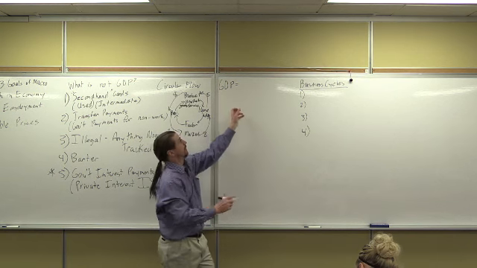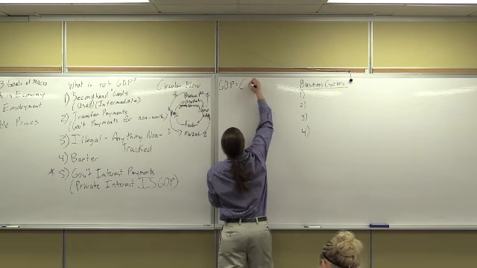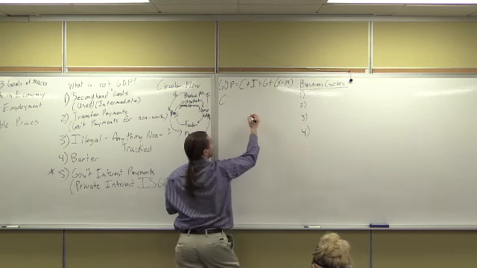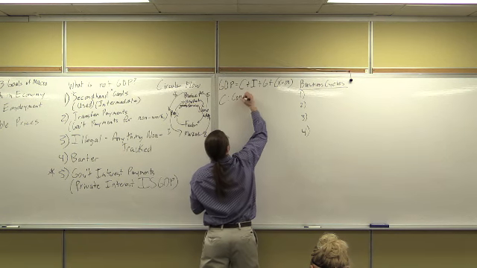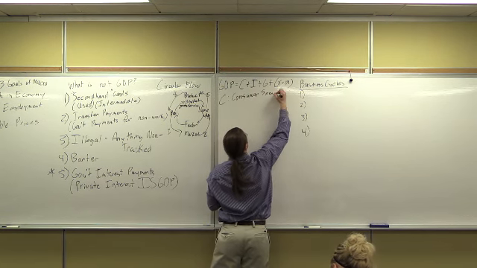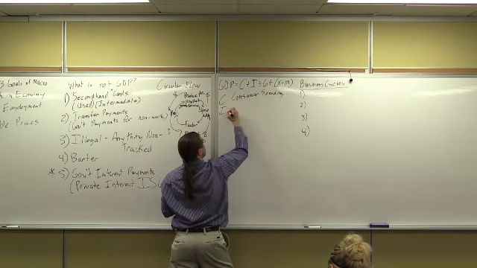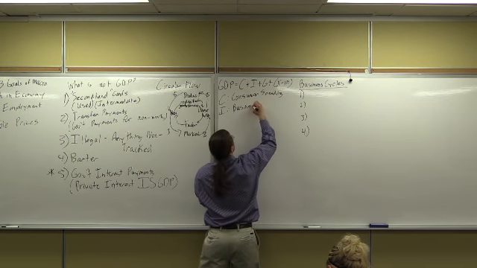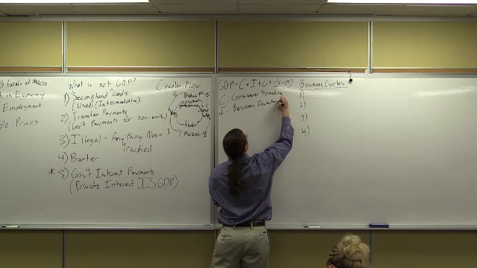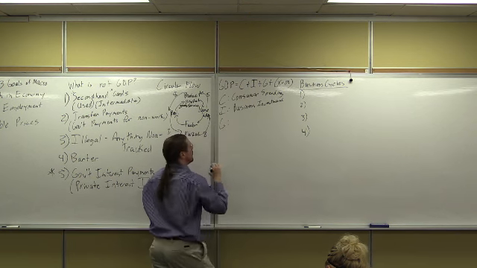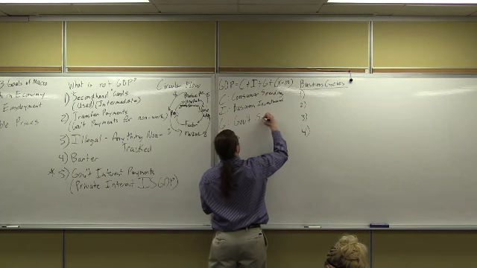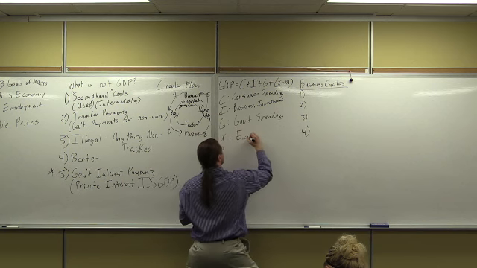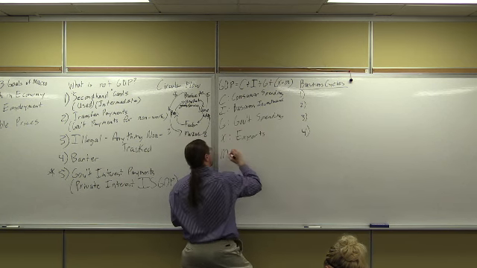Formula for GDP? C plus I plus G plus X minus M. What is C? Consumption. Consumer goods. Yeah, consumer spending. What's I? Business investment. What's G? Government spending. What's X? Exports. And what's M? Imports.